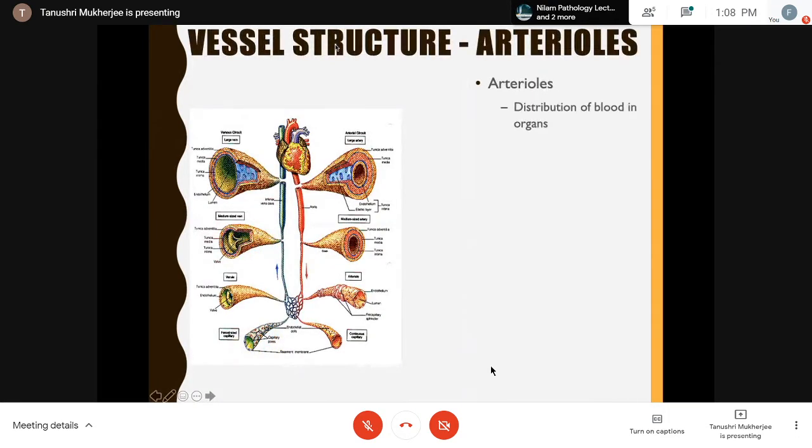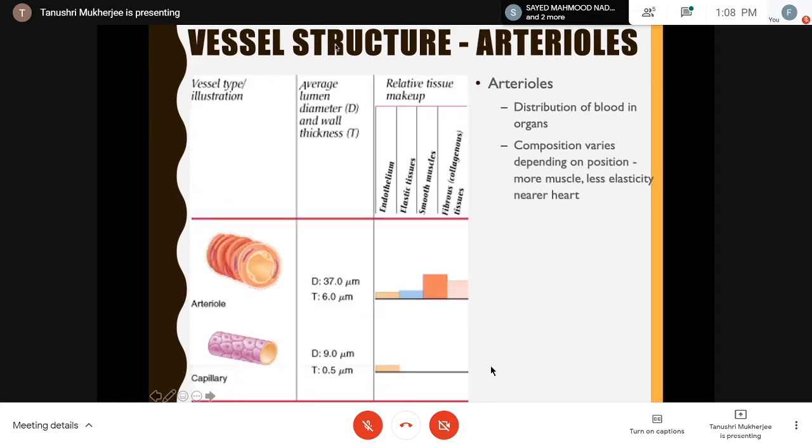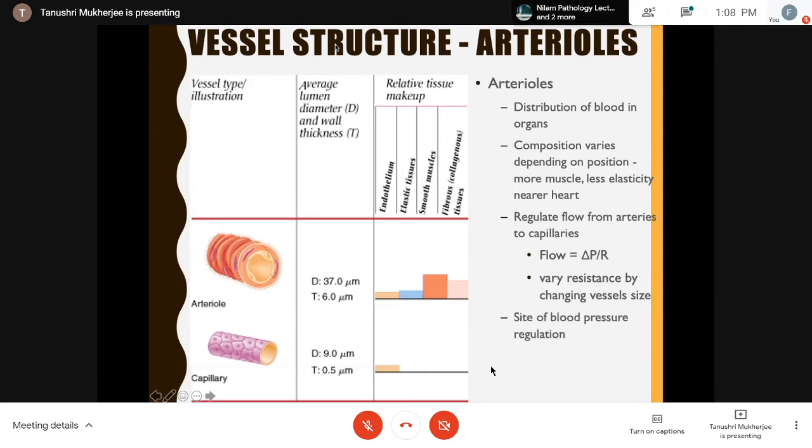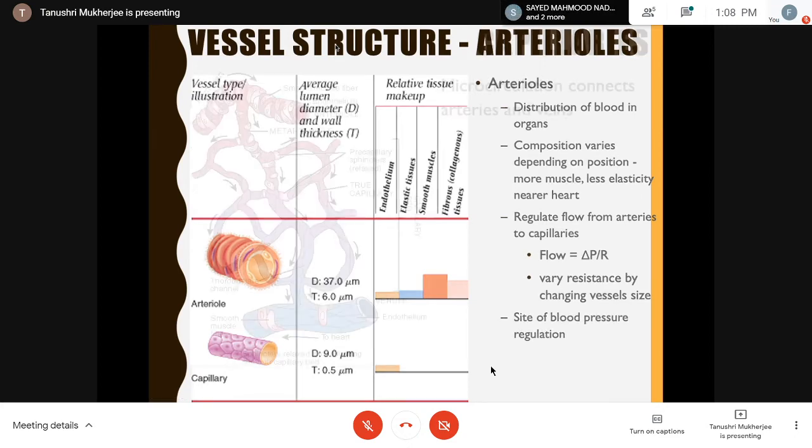Then the arterioles. Arterioles function in distribution of blood in the organs. Composition varies depending upon the position. More muscle, less elasticity nearer the heart. They regulate flow from arteries to capillaries, and flow depends upon the pressure divided by the resistance, and they vary resistance by changing vessel size. This is the site of blood pressure regulation.